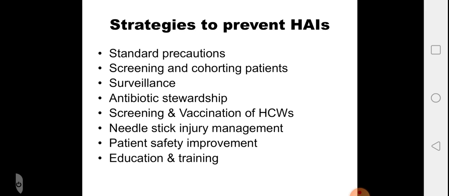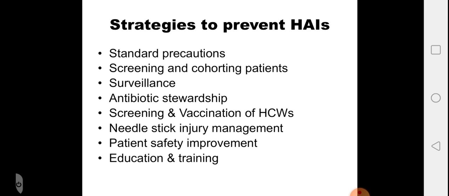Next is antibiotic stewardship. It's a coordinated program which promotes the use of appropriate antibiotics. That is, it prevents the use of inappropriate antibiotics. By doing this, we can improve the patient outcome, we can decrease the resistant bacteria, and also prevent the spread of these bacteria. Next is screening and vaccination of healthcare workers.